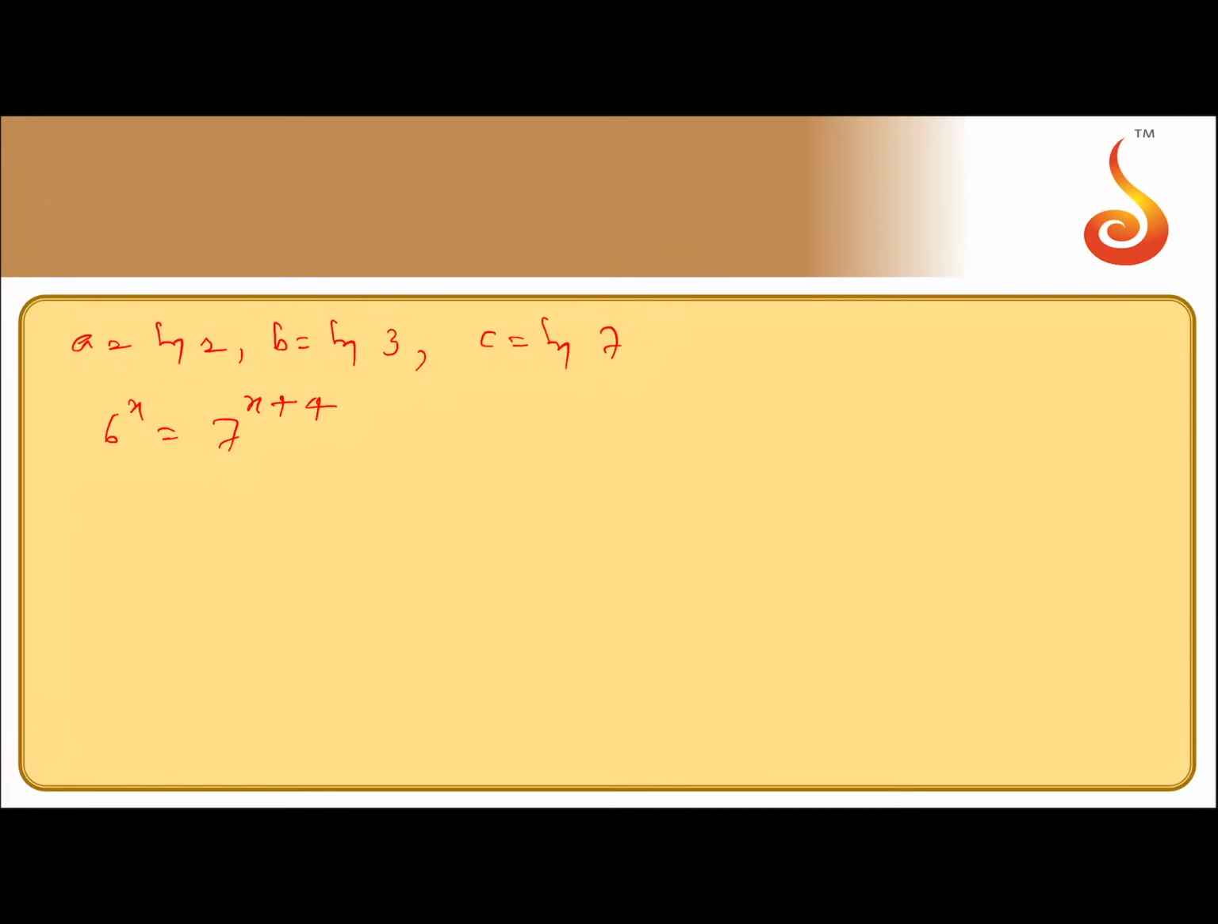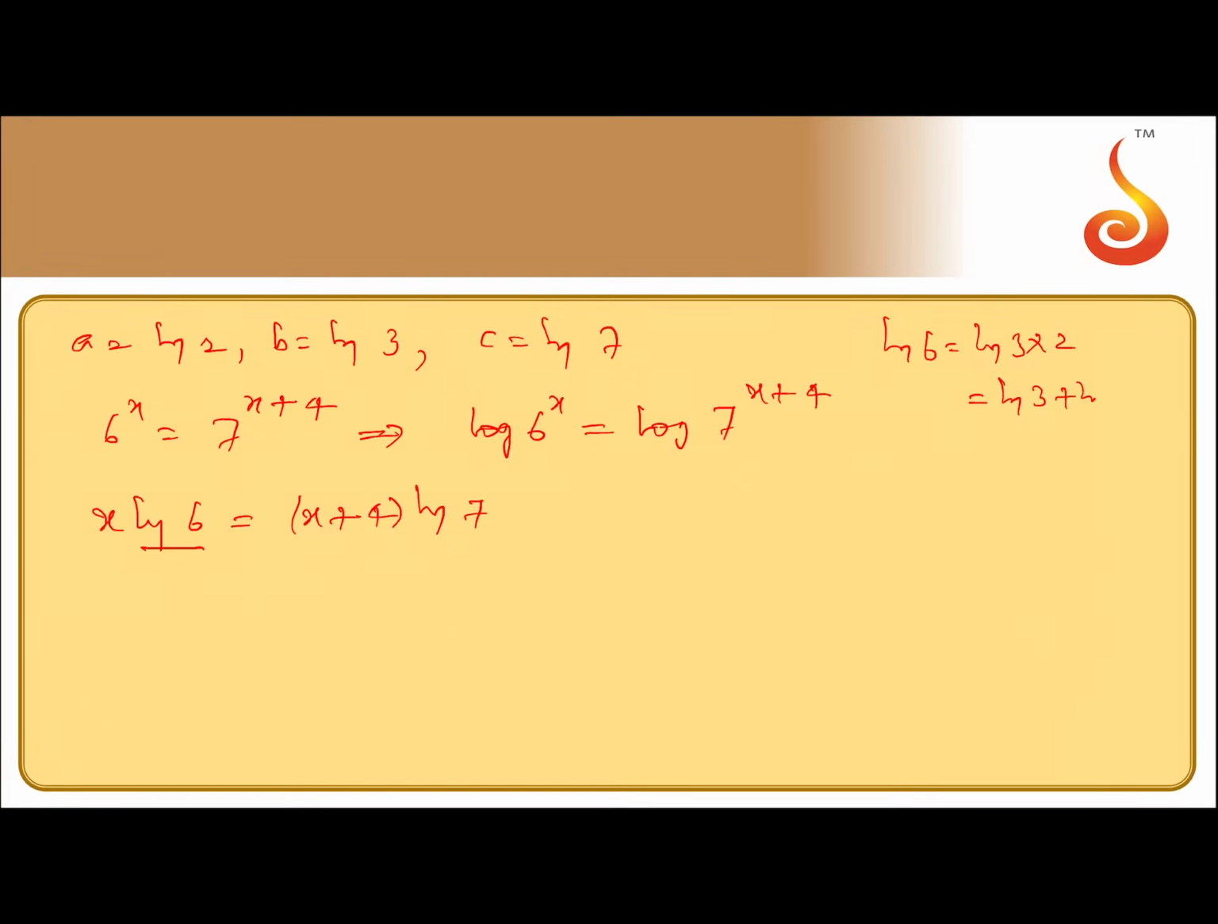By taking logarithms on both sides, I say logarithm of 6 power x is equal to logarithm of 7 power x plus 4. Simplifying, this can be written as x log 6 equals x plus 4 times log 7. But log 6 can be written as log of 3 into 2, that is log 3 plus log 2, which is nothing but a plus b.